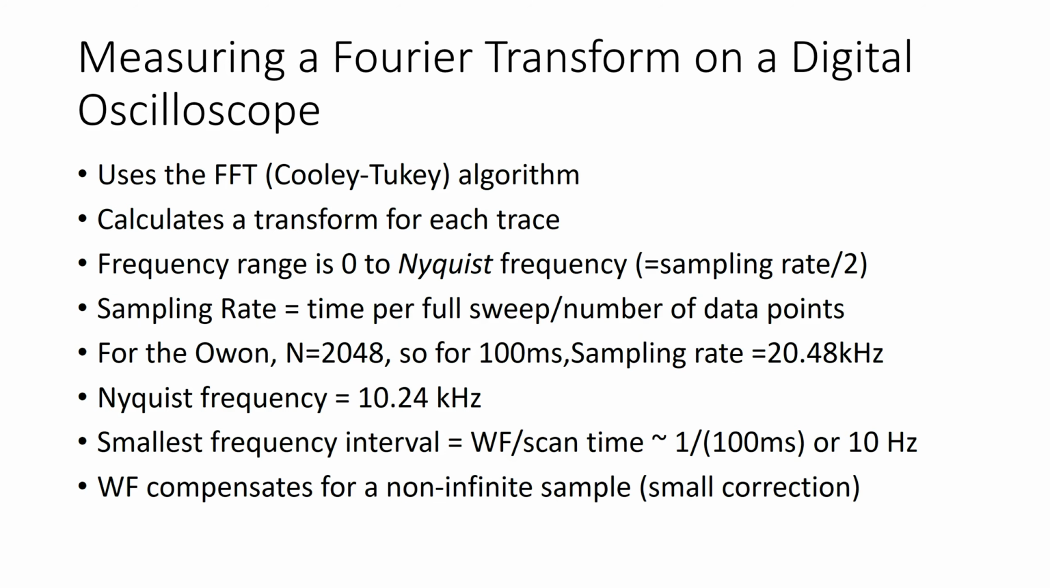The window function applies a correction to the slight distortion of amplitudes that occurs when you take a finite sample of the waveform instead of an infinite sample. But the correction's fairly small, and we will leave the scope on the default window for Fourier transforms, which is called a Hamming window, and it simply multiplies the data on the screen by a function that has smooth tails at short times and longer times.